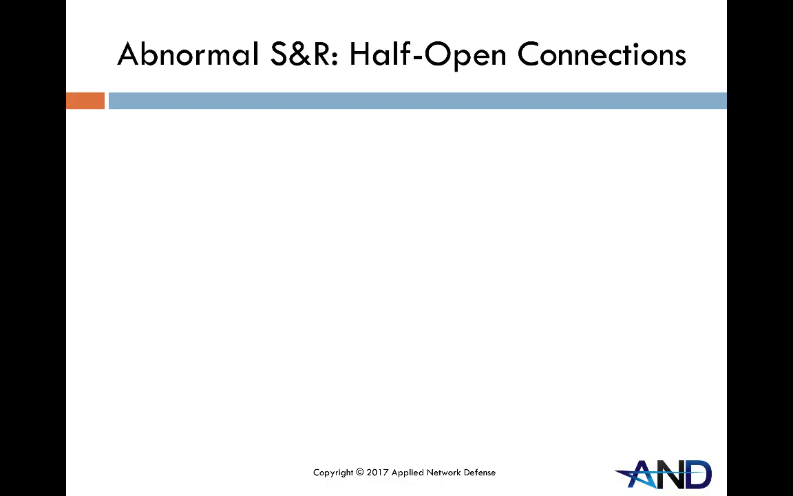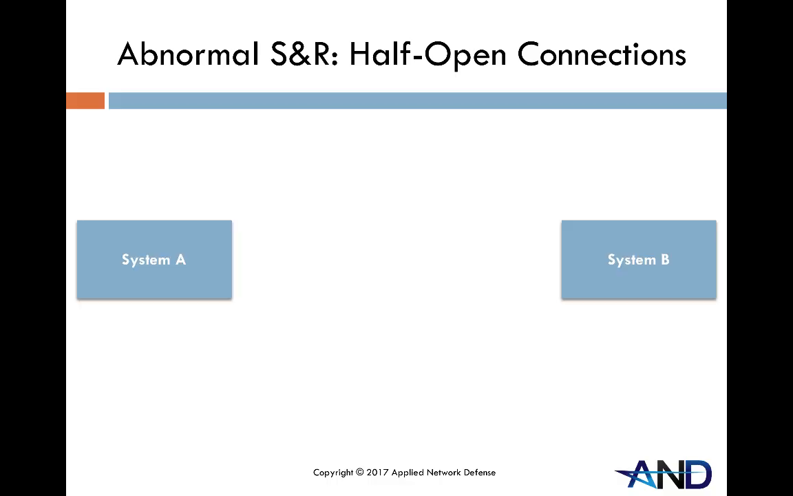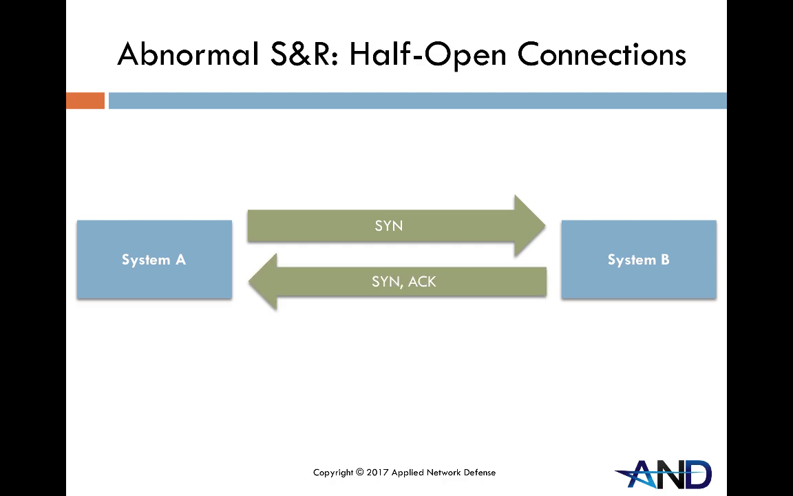In a half-open connection, we have two systems that are communicating, System A and System B. And in this case, System A sends a SYN packet to initiate a new connection to System B. System B responds with a SYN ACK and waits for an ACK. But you know what? It never gets one. System A never fully completes the connection, and the connection is left sitting in a half-open state.